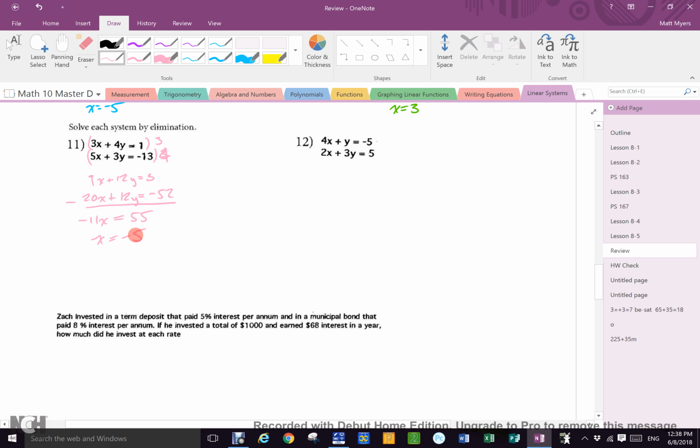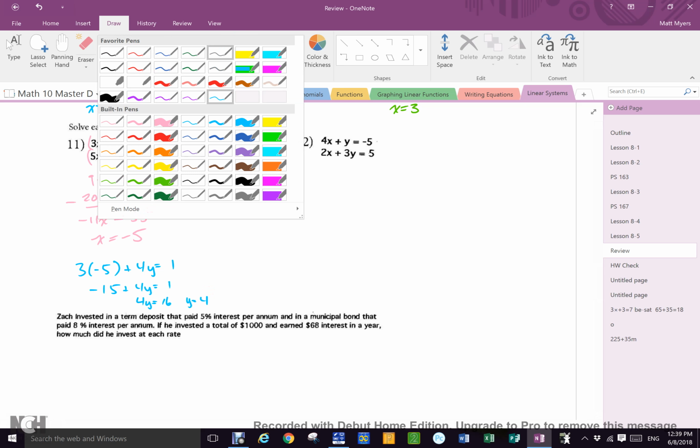Anywhere you see an x. Can you put it in the top one? Can you put it in the bottom one? Can you put it in either of these? Yes, anywhere you see an x. So I'm going to go ahead and plug it into 3 times negative 5 plus 4y equals 1. Negative 15 plus 4y equals 1. Add 15. 4y equals 16. So y equals 4.